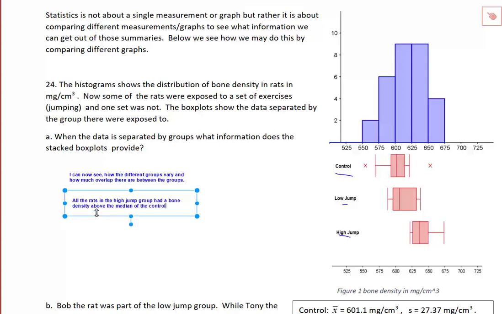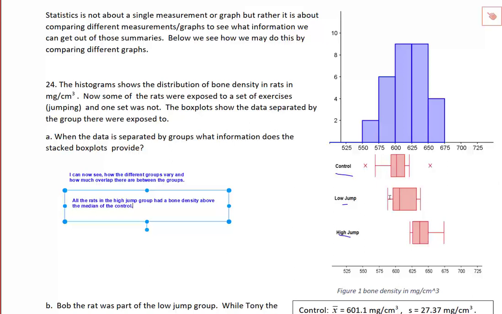That's considered, right? So the question is, does exercise increase bone density? How does it affect the bone density? And in this case, it definitely affected it. Notice that there's variation within the high jump group, just as there's variation within the control group. And you'll notice that there's one rat in the control group whose bone density was pretty high, considering they didn't do anything.